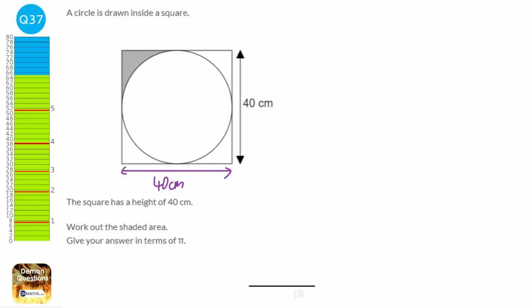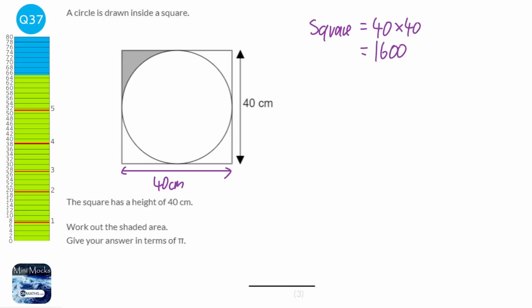So we're going to start off working out the area of the square, and all we need to do now for that is 40 times 40, which will be 1,600 centimeters squared. I normally only put units in our answer.